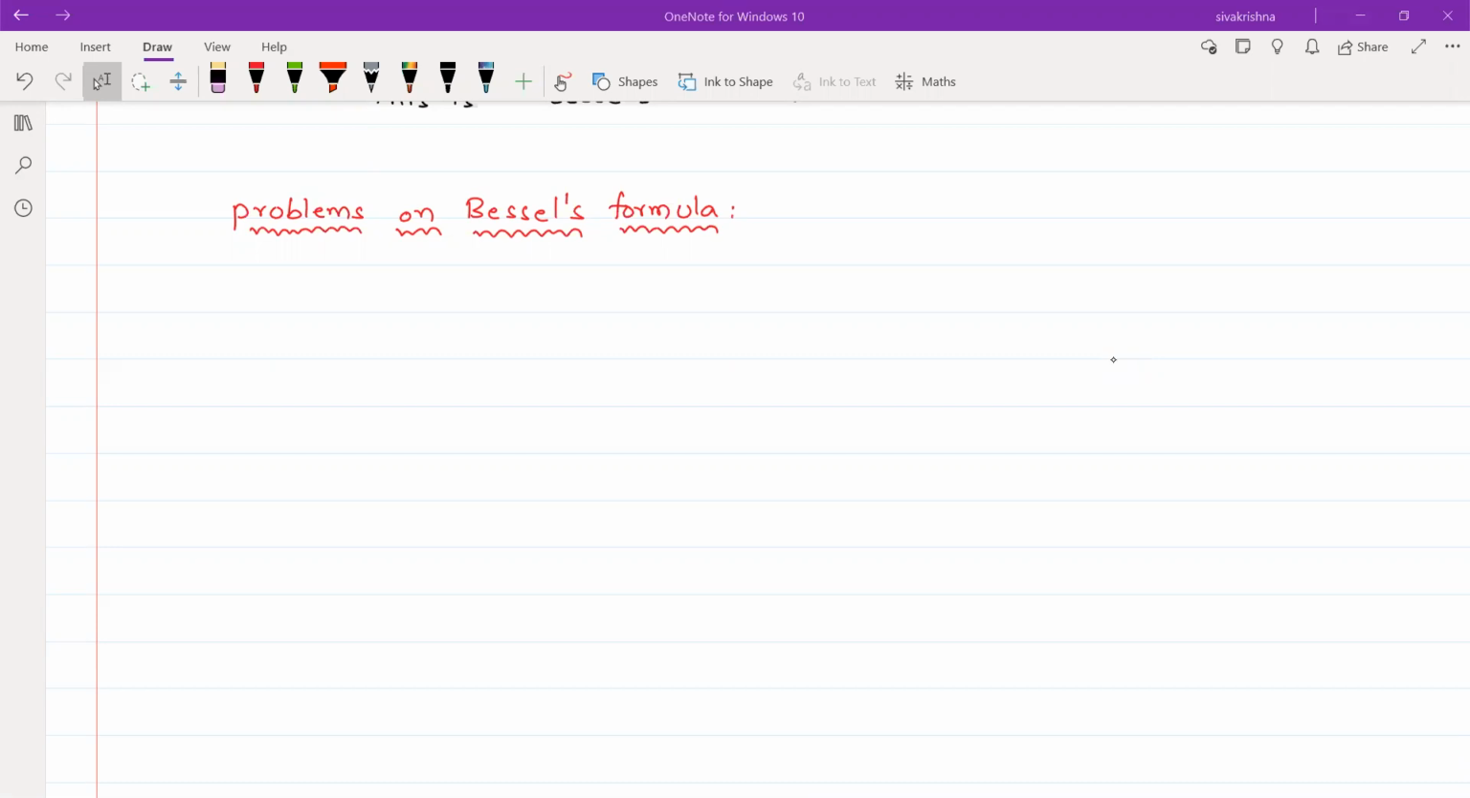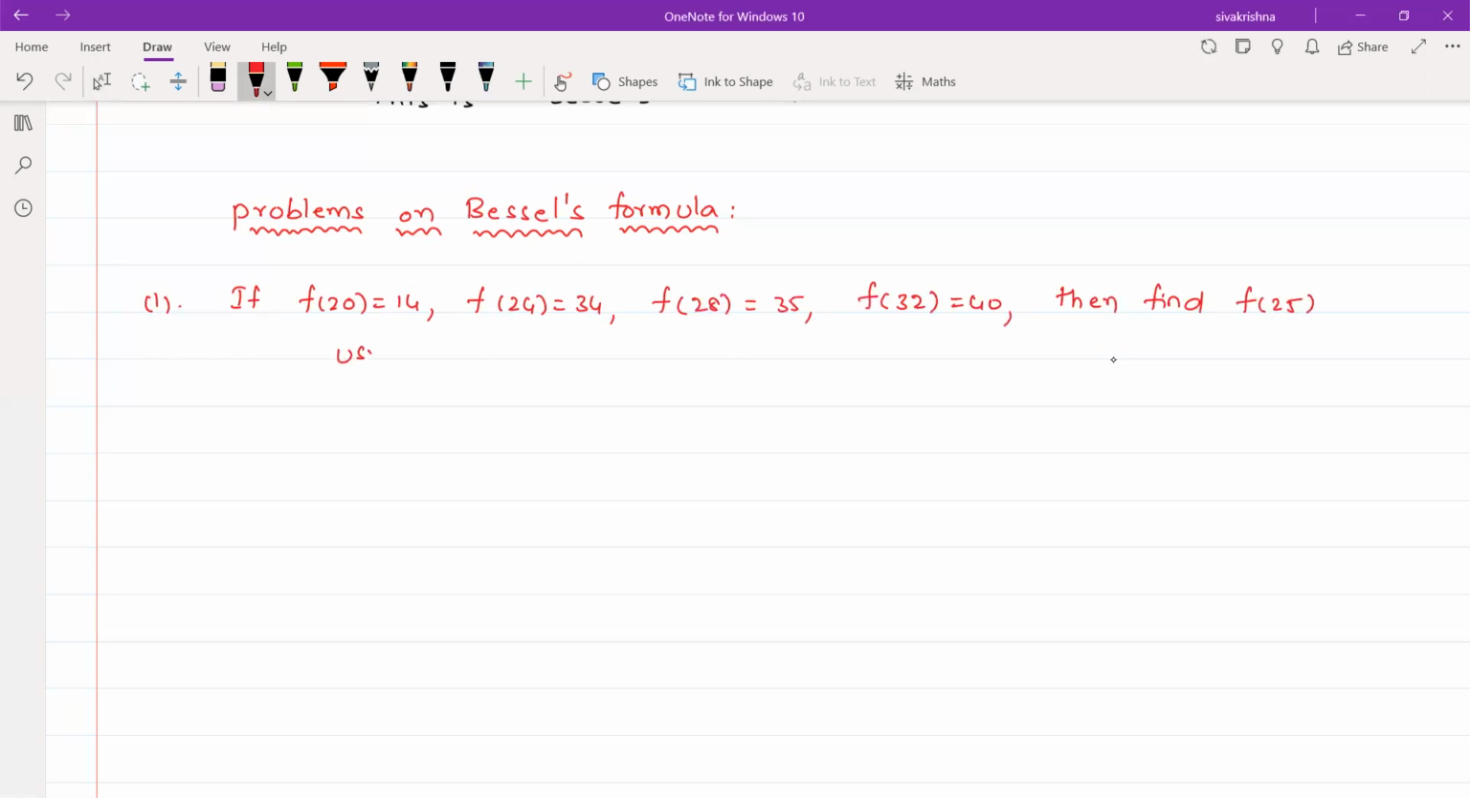Okay, so coming to the first problem, if f of 20 is equal to 14, f of 24 is equal to 34, f of 28 is equal to 35, f of 32 is equal to 40, then find f of 25 using Bessel's formula.